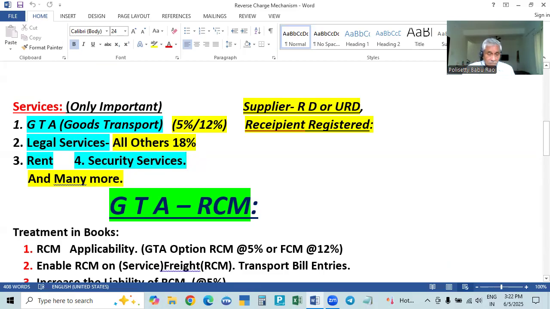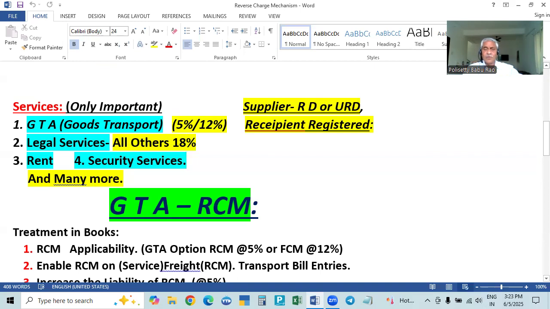In the case of GTA, RCM is applicable, and the rate of tax under RCM is only 5%. Only 5%. Whether the transporter GTA is registered or not, the RCM will be applicable, and the rate of GST is 5% only. What is this 12%? I will tell you. 5% only. That is the position actually.